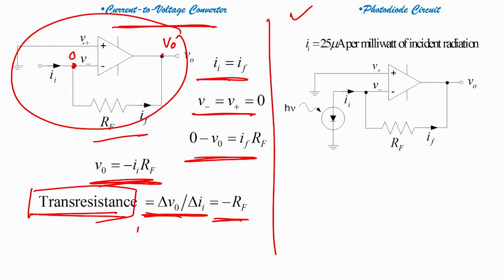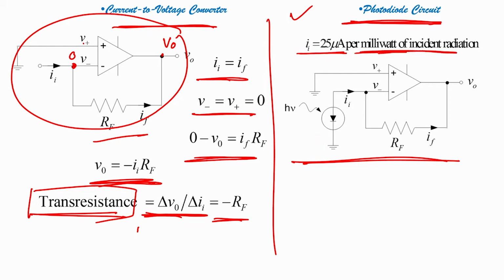Okay. Now, let us consider this particular circuit, which is our photodiode circuit. If you are given a photodiode, how can you measure the output? This is a photodiode, as you can see, and I1 is 25 microampere per milliwatt of incident radiation. This much is the current that we can generate.